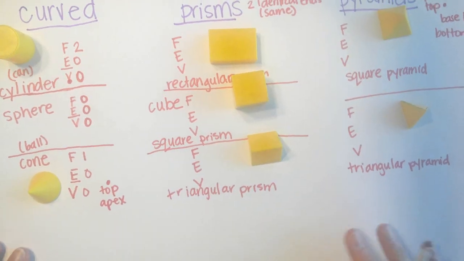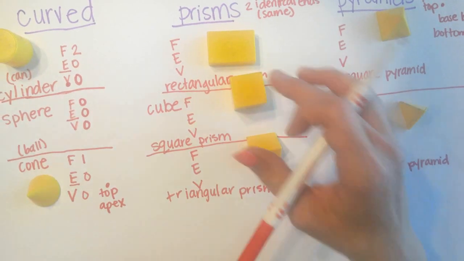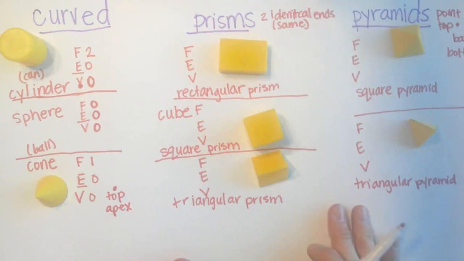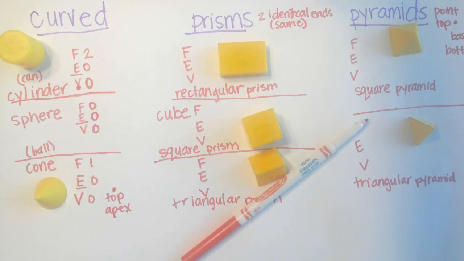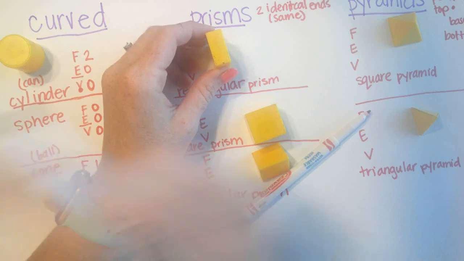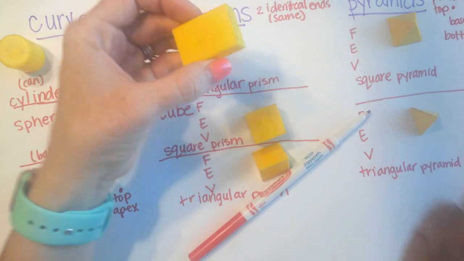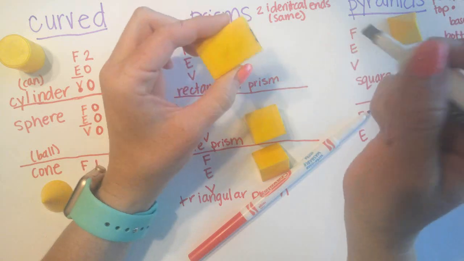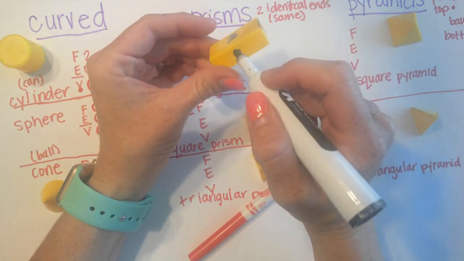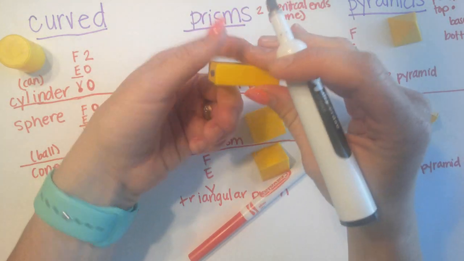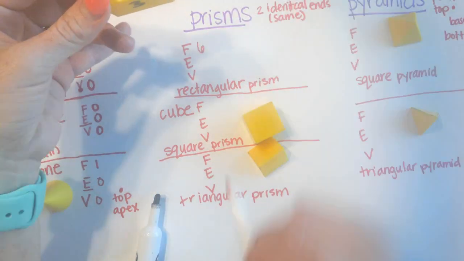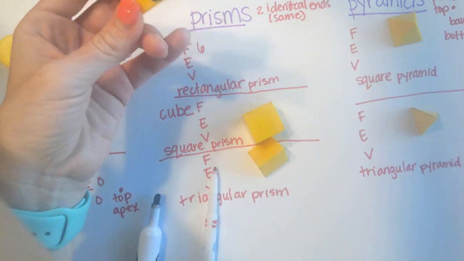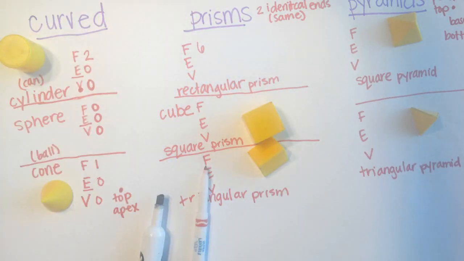So, moving on to the prisms. Okay, so we already identified this as a rectangular prism. And rectangular prisms, when you count them, you want to start at the bases, the two identical ends, so 1, 2, and then you can go all the way around. 3, 4, 5, 6. Okay, so there are 6 faces. When you count the edges, you're going to want to start at each end as well.